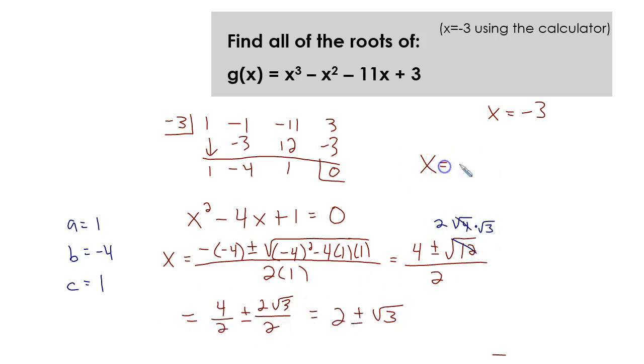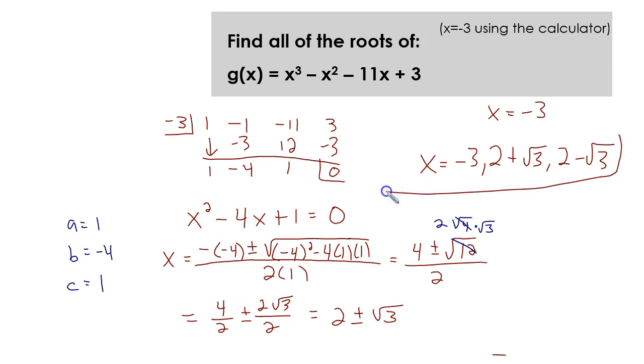So our final solutions are -3, 2 plus √3, and 2 minus √3. We got those by finding a root of -3 in our calculator, using that root in synthetic division to get a quadratic, solving that quadratic using the quadratic formula, being careful to put everything in parentheses that we're substituting in, and simplifying it down to two fractions. I did have to deal with the square root of 12, which is 2√3, and then simplify those two fractions to get my simplified form here.